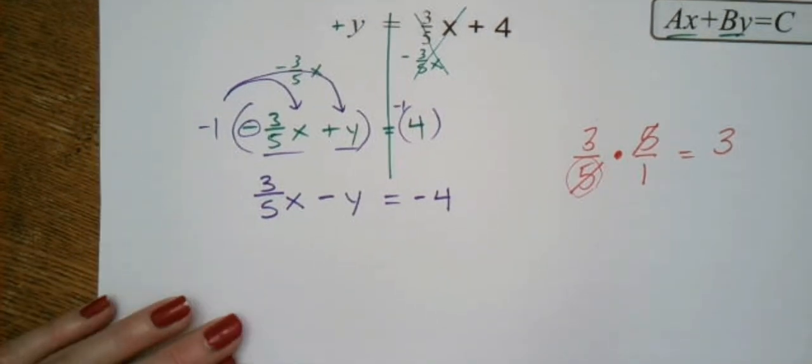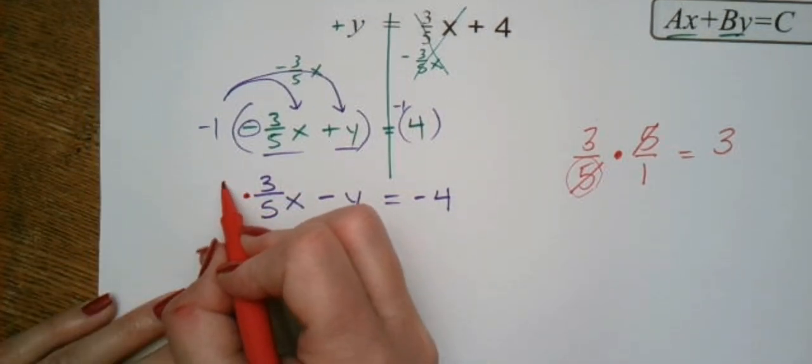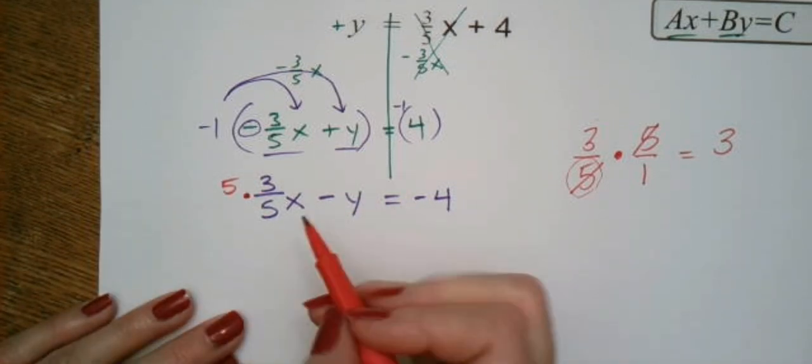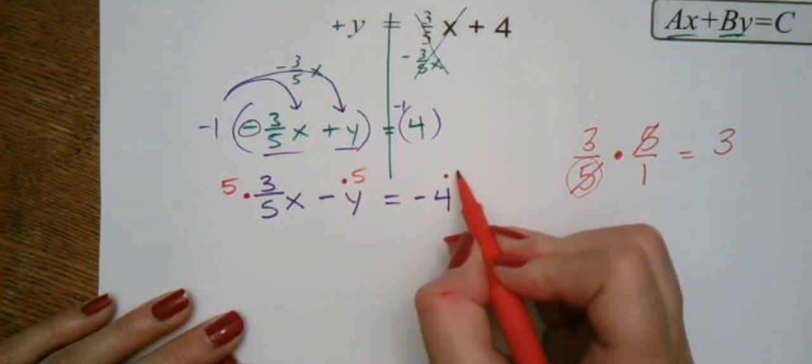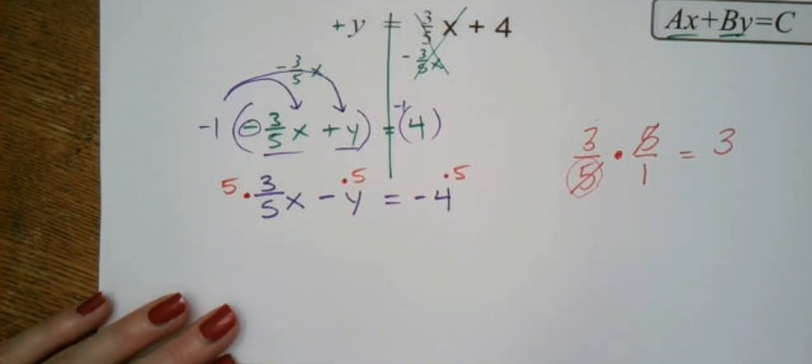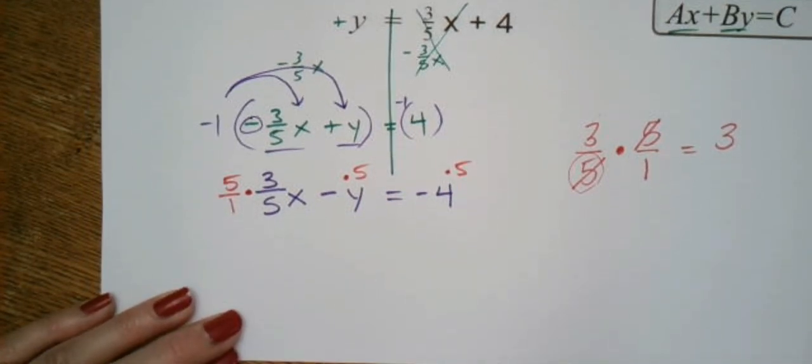Okay, so I want to multiply by the denominator 5, but that means I have to multiply everything on both sides by 5. This has to get multiplied by 5. This has to get multiplied by 5. Everything. So you see what happens over here?